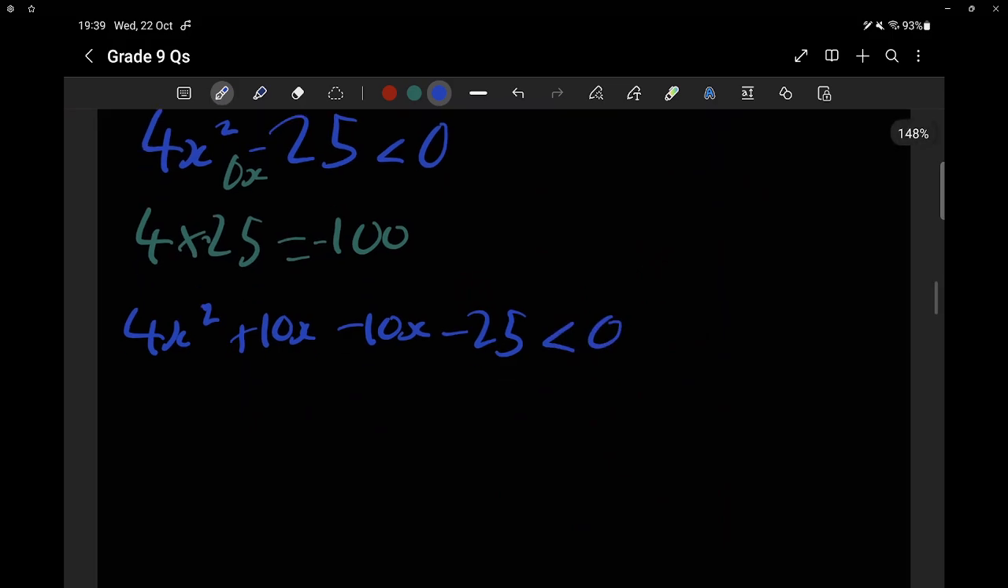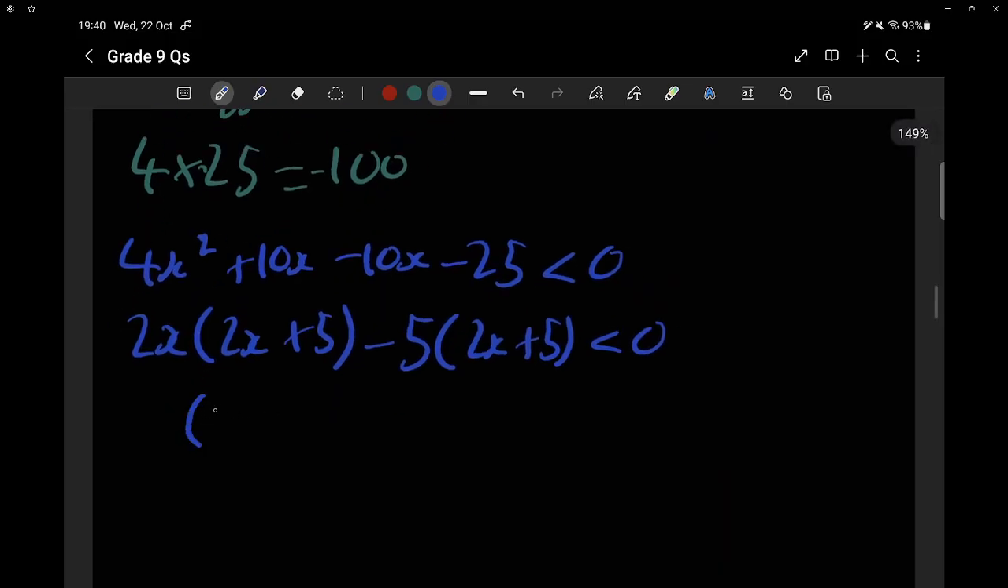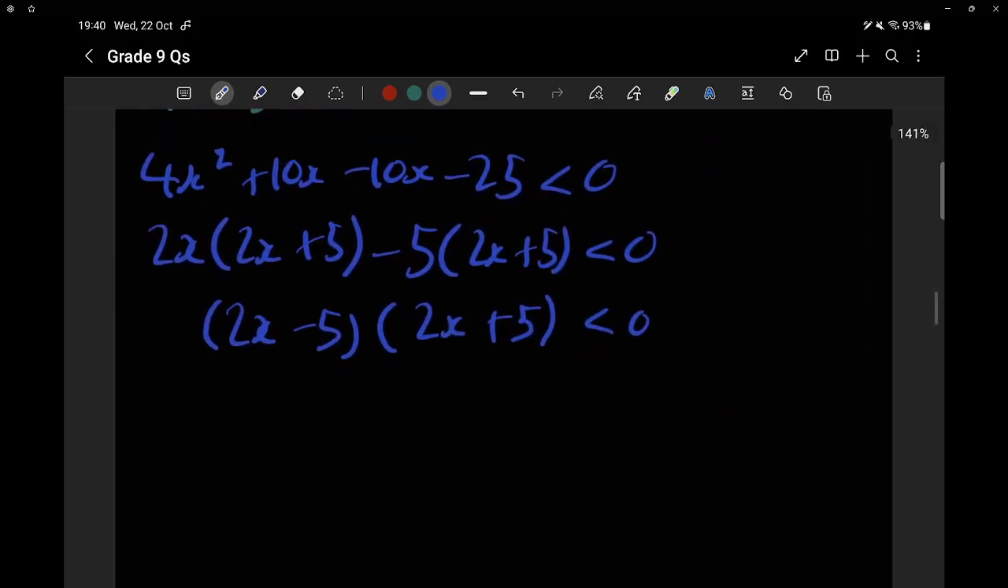Again, don't worry about the inequalities yet, just solve the quadratic. Factorize this out, so 2x plus 5, and then minus 5, 2x plus 5. Remember, these two pairs of brackets here should match up. And then 2x minus 5, bring the coefficients together, and then 2x plus 5. If we just do a quick check to see if it matches our original quadratic, 2x times 2x is 4x squared, minus 5 times 5 is negative 25. We're on the right tracks. Okay, so that's less than 0.